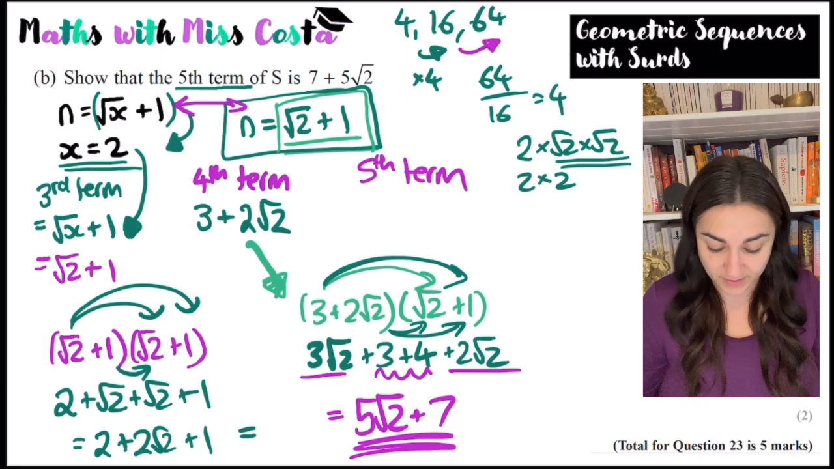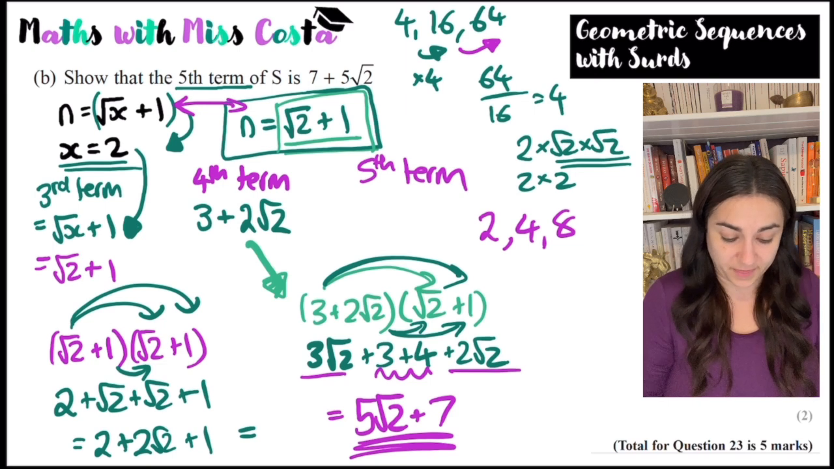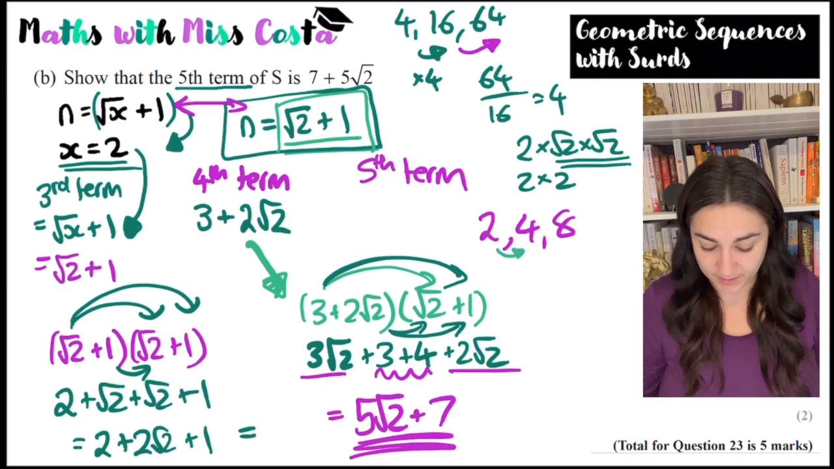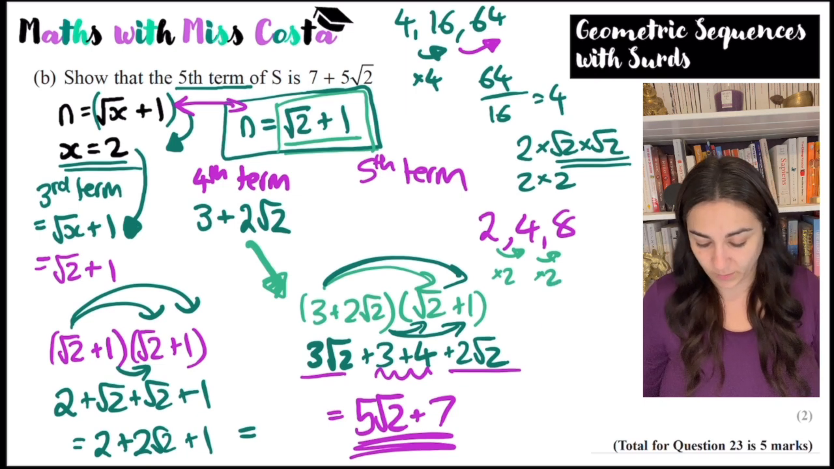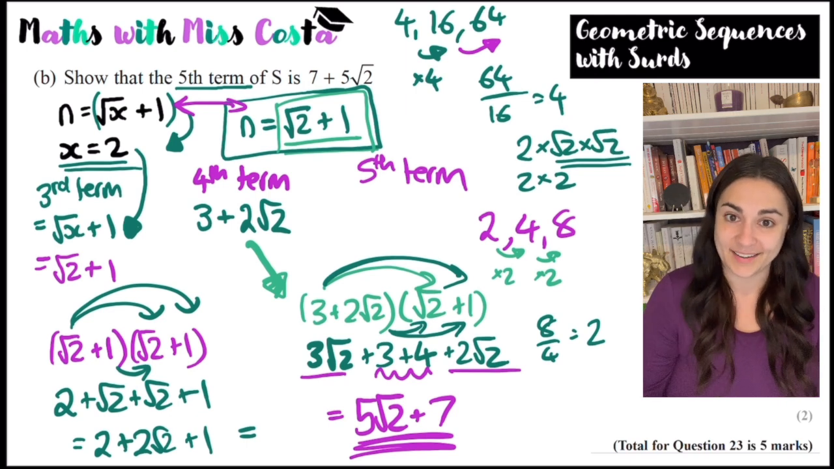You could even think of the 2 times tables, or multiplying by 2, so 2, 4, 8. And think, what do you do to get from one term to the next? I times this by 2, I times this by 2. What's my scale factor of enlargement? Well, 8 divided by 4 is 2. So what did I do? I divided the third term by the second to find that.